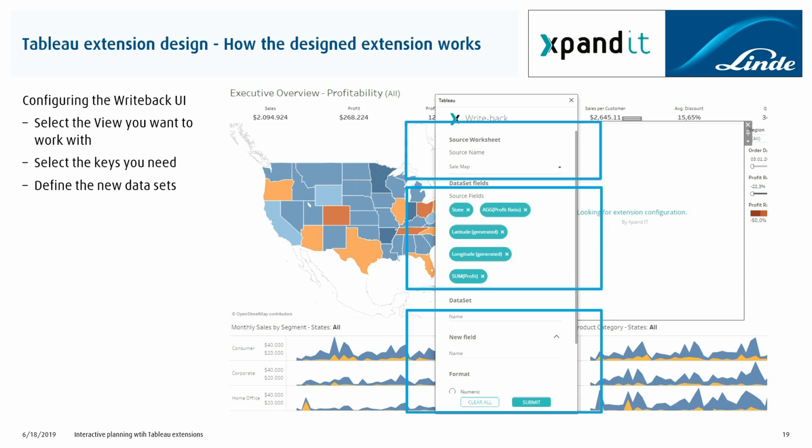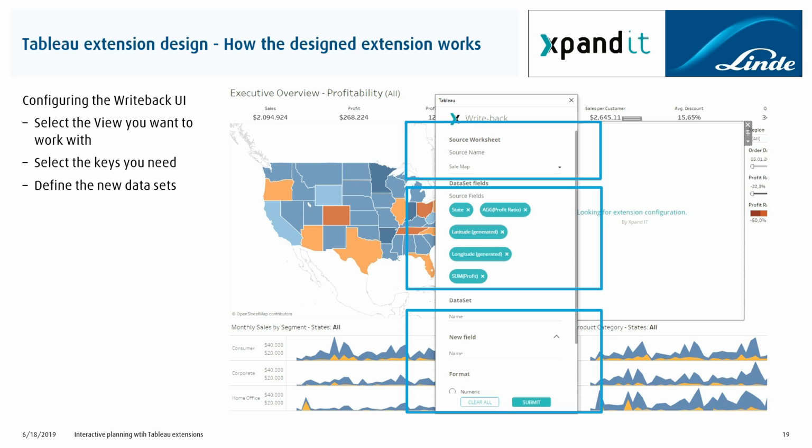Once you have selected the view, you see all the source fields that Tableau is offering for this view. You see the state, you see the key figures that are presented, you see the latitude, longitude, and everything that is available in this view is offered. Then you can decide, what do I really need? Do I need everything? In this case, we kept, for example, the profit ratio and the profit, but basically it's not necessary. You only need the key to know where you store the data that you maintain. But that you can control.